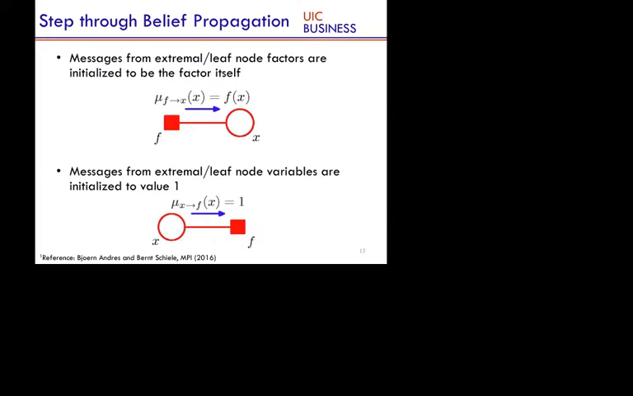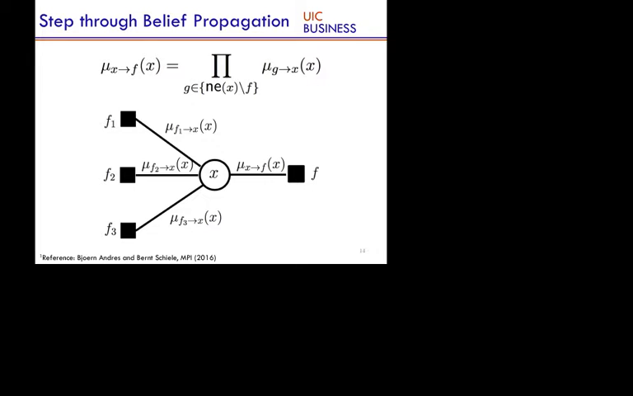Similarly, if a variable node is a leaf, then it will send a message to a factor node, which is going to be a vector of all ones, for example. That's how you're going to start the belief propagation algorithm. Now let's consider a general location. Let's consider that we need to pass a message to a factor node, so we are at a variable node now.